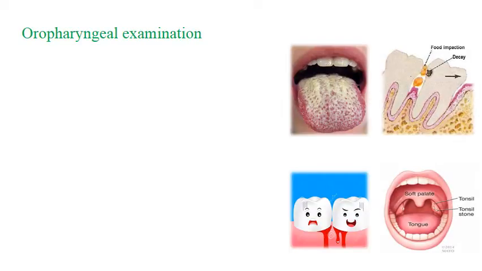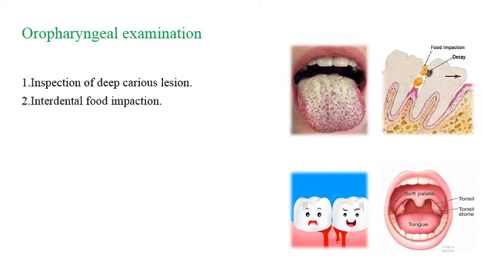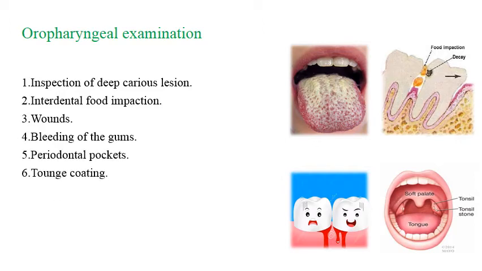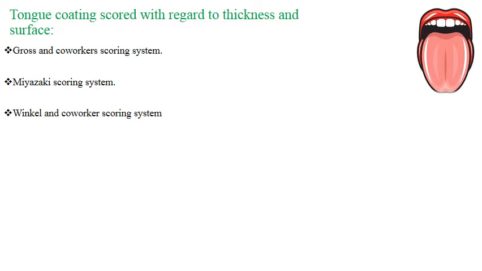Oropharyngeal examination. The oropharyngeal examination includes inspection of deep caries lesion, interdental food impaction, wounds, bleeding of the gums, periodontal pockets, tongue coating, dry mouth, and tonsils and pharynx. Tongue coating can be scored with regard to thickness and surface. Several methods have been proposed for thickness. For example, Gross and co-workers in 1978 proposed an index ranging from 0 no coating to 3 severe coating.